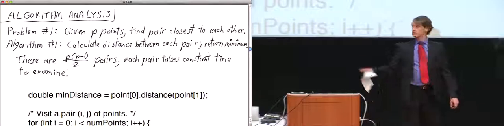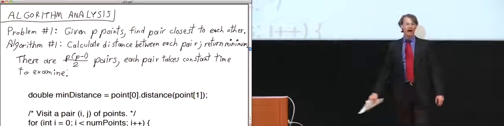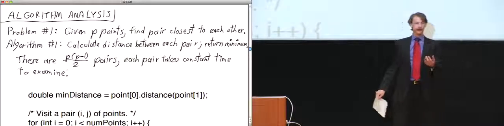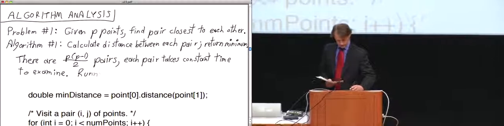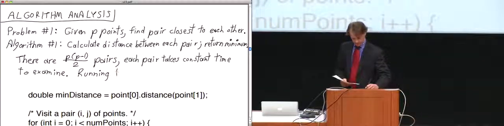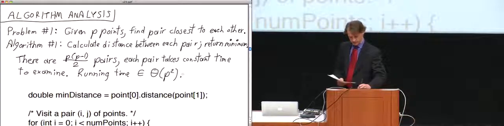So, multiply that many pairs by constant time to process each pair, and it should come as no surprise that the total running time must be in theta of p squared.